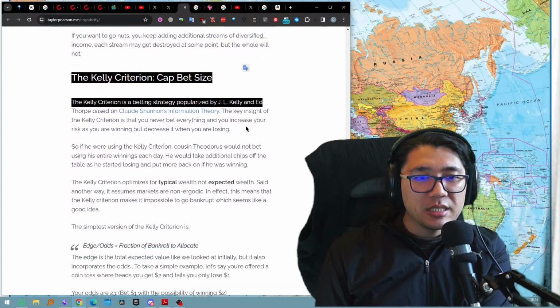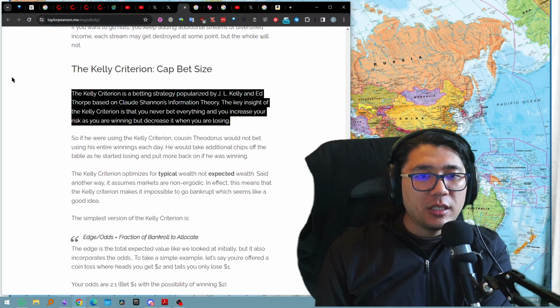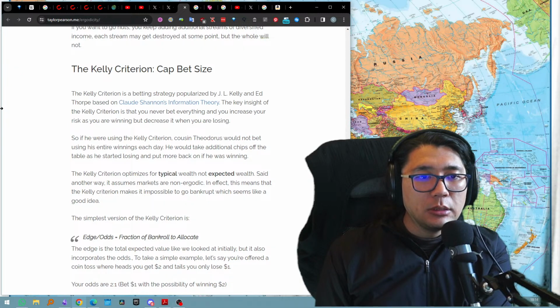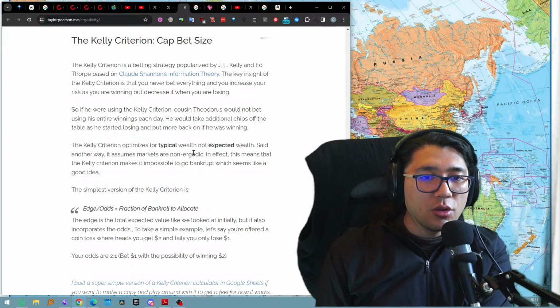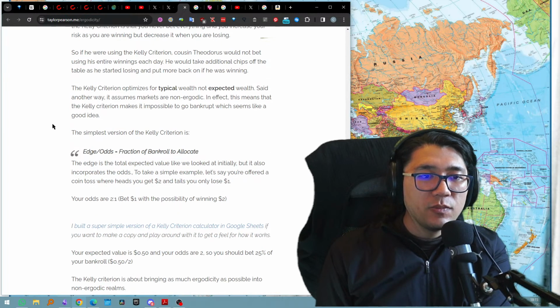Kelly criterion. Cap bet size. The Kelly criterion is a betting strategy popularized by... So if he were using the Kelly criterion, cousin Theodorus wouldn't have bet using his entire winnings each day. The Kelly criterion optimizes for typical wealth, not expected wealth. That, said another way, is that it assumes markets are non-ergodic. In effect, this means that the Kelly criterion makes it impossible to go bankrupt, which seems like a good idea.